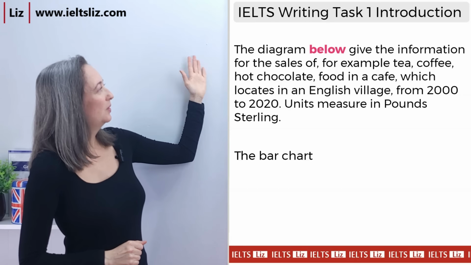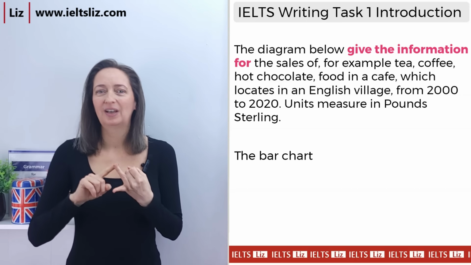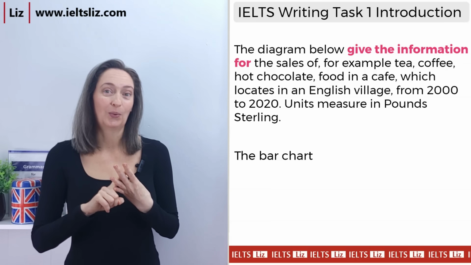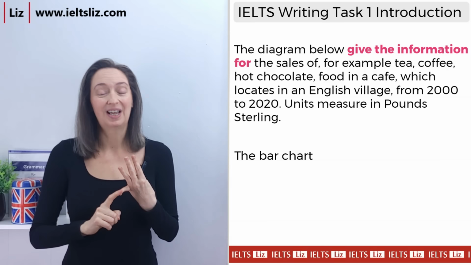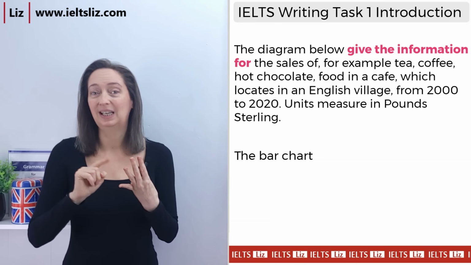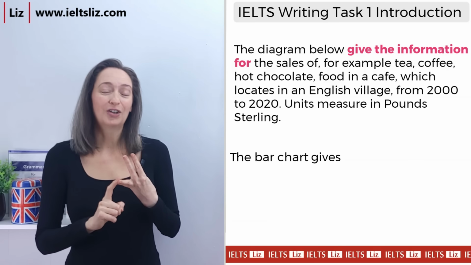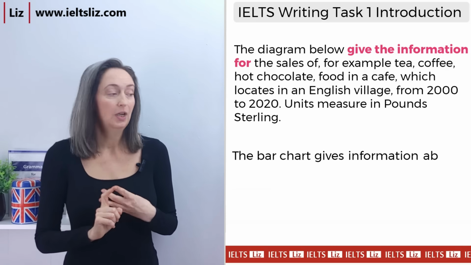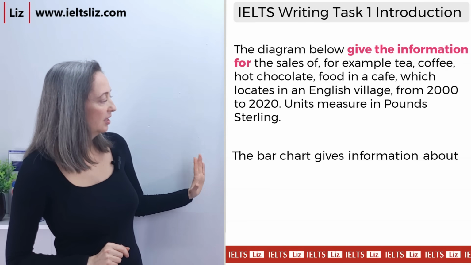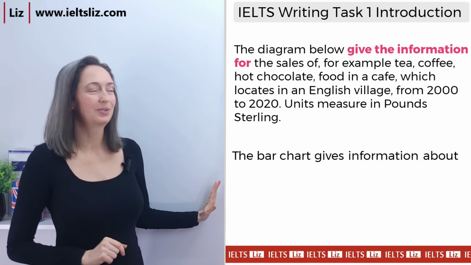So next we've got 4 words. Give the information for. 4 words, 3 mistakes. The verb should have an S on the end. One chart gives. The article the, we don't need it. And the preposition should be about. So it should say the bar chart gives information about.